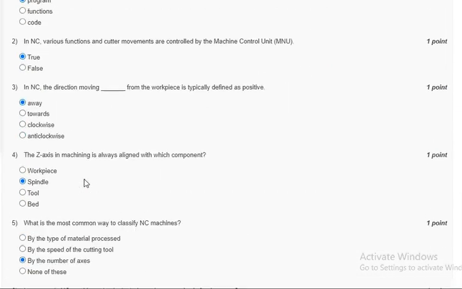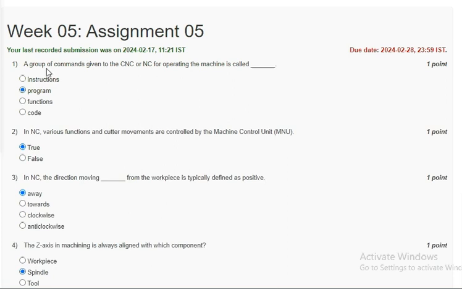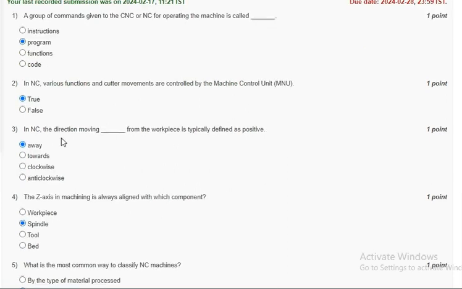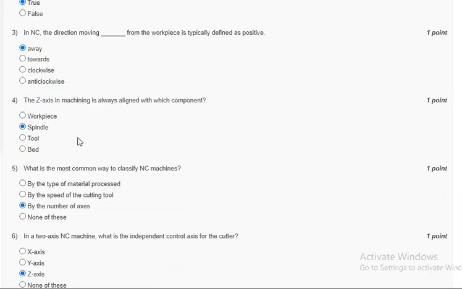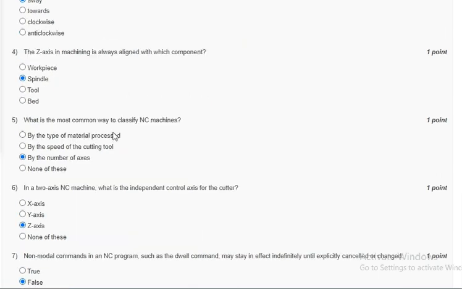So may I repeat? For question number 1, the second option is correct. For question number 2, it is a true statement. For question number 3, the direction moving away from the workpiece is called positive. The Z axis in machining is always aligned with which component? It's the spindle. What is the most common way to classify an NC machine? The answer is by the number of axes.